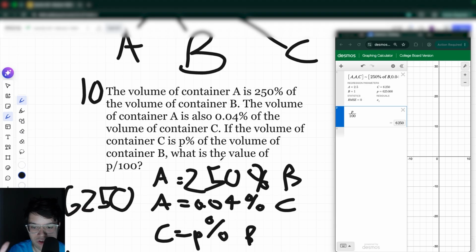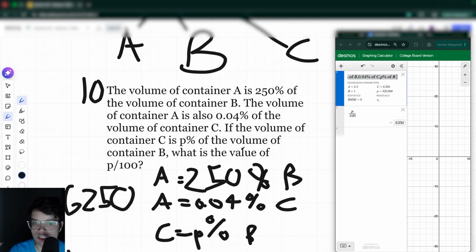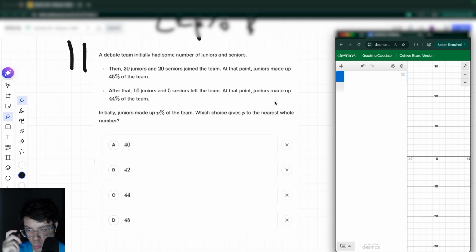When you have all those different variables, the easiest way you're going to do it is just with a regression like this. Again, though, watch my video if this does not make any sense for you. One more kind of weird problem just to end us off for today.